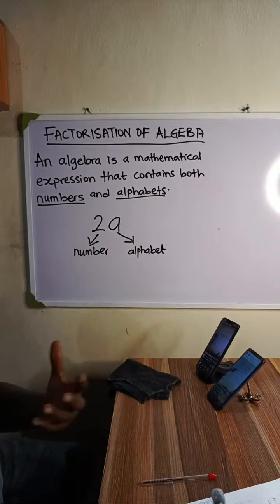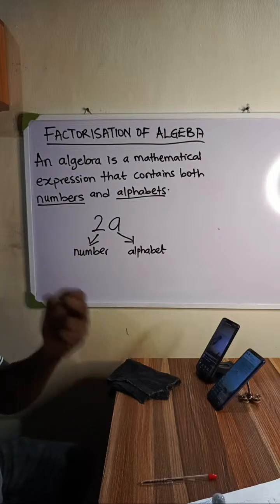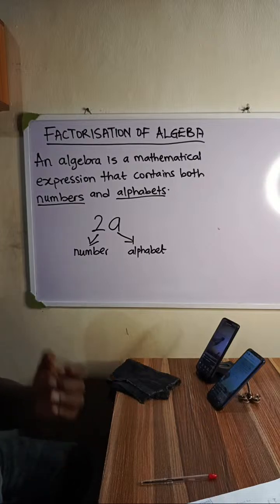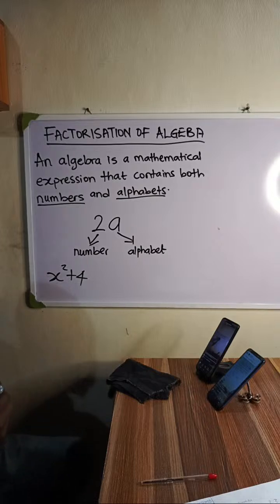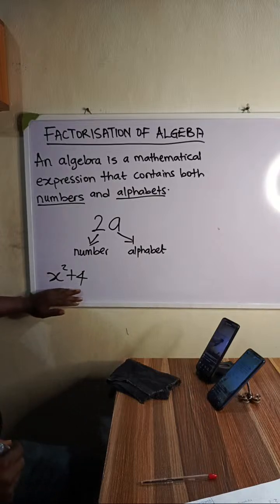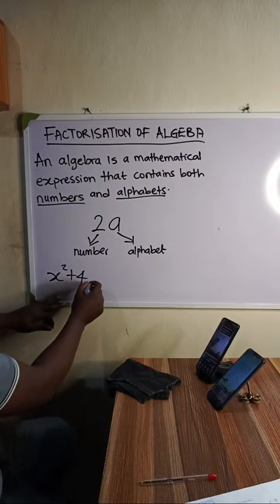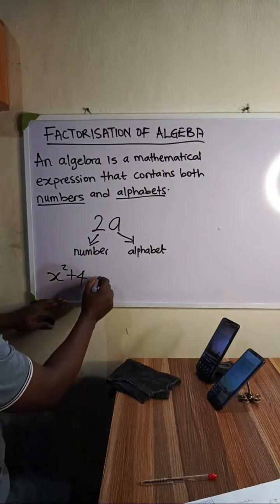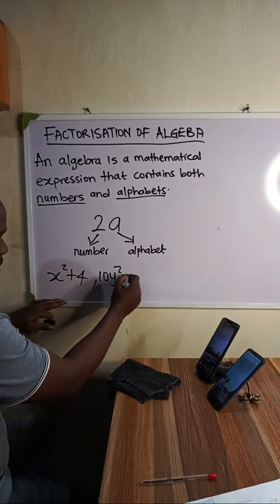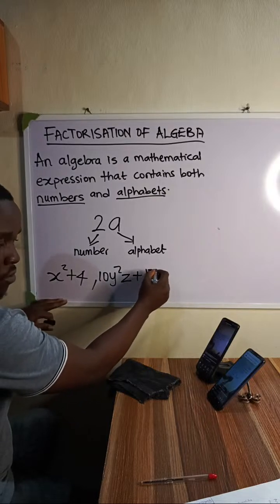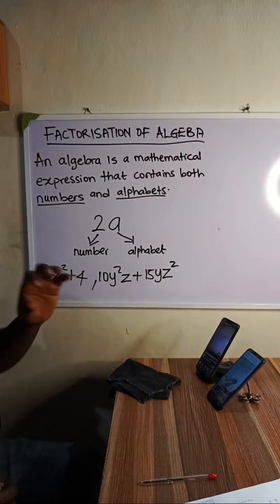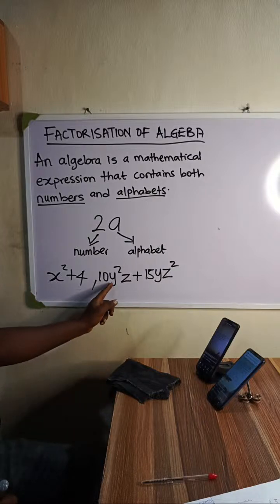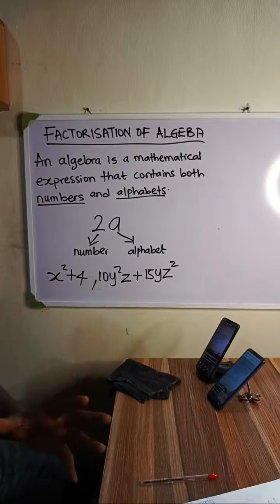So there are more complex forms of algebras. But whenever you can see a number there and you can also see an alphabet there, then that is an algebra. So other examples are x squared plus 4. So in this expression, we can see numbers, we can see alphabet, therefore this is an algebra. Also, if you have something like this, 10y squared z plus 15y squared yz squared. Now, this is also an algebra because in it you can see numbers there. Although here we have two different alphabets, but it is still an algebra.